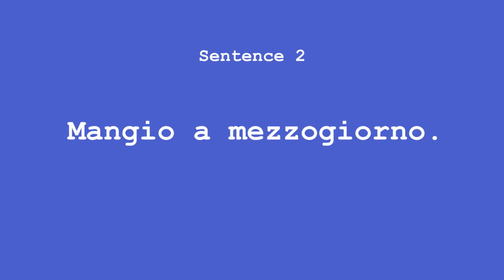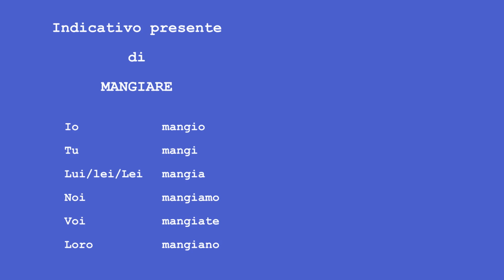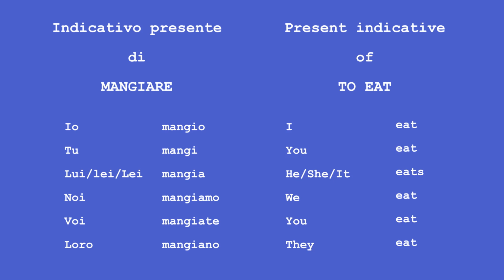Sentence number 2. Mangio a mezzogiorno. I eat at noon. Let's have a look at the conjugation of mangiare and to eat, in Italian and in English respectively. Indicativo presente di mangiare. Io mangio, tu mangi, lui mangia, noi mangiamo, voi mangiate, loro mangiano. Present indicative of to eat. I eat, you eat, he eats, we eat, you eat, they eat.